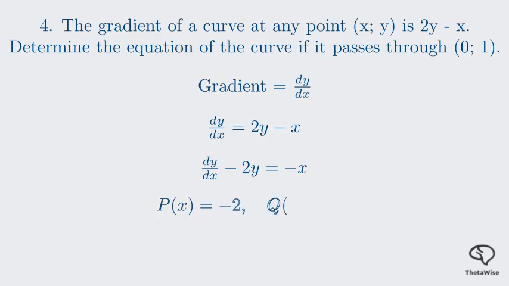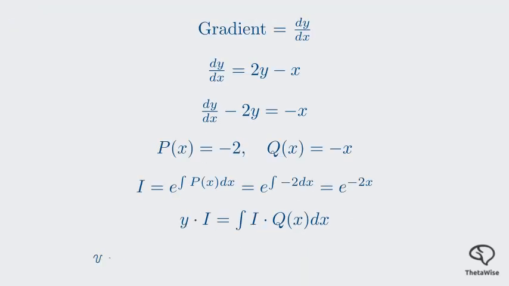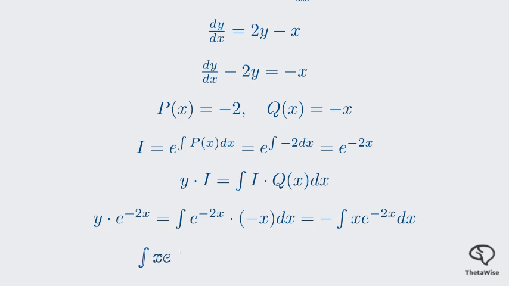P(x) is negative 2 and Q(x) is negative x. The integrating factor I is e to the integral of negative 2 dx, which is e to the negative 2x. The general solution formula is y times I equals the integral of I times Q(x) dx. The integral of x e to the negative 2x dx requires integration by parts. Let u equal x and dv equal e to the negative 2x dx. The integral evaluates to negative 1/2 x e to the negative 2x minus 1/4 e to the negative 2x.